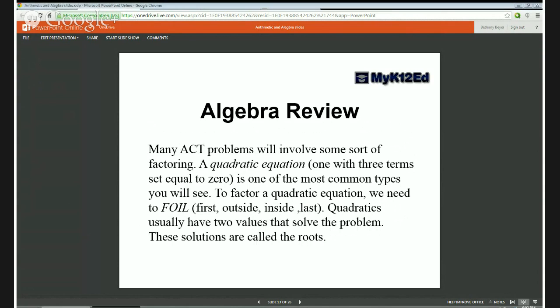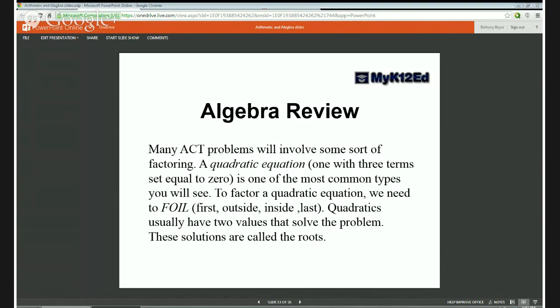So it would be a variable squared, 2x squared or just x squared, plus or minus a number with a variable, 3x, and then plus or minus just a number without a variable, set equal to 0. So that's one of the most common types that you will see on the ACT.